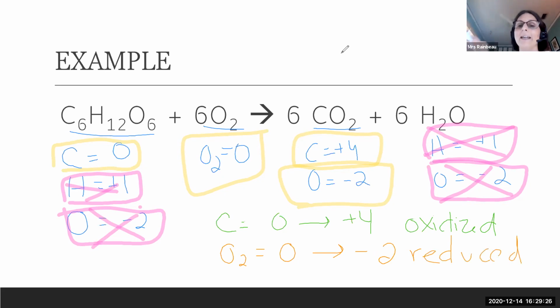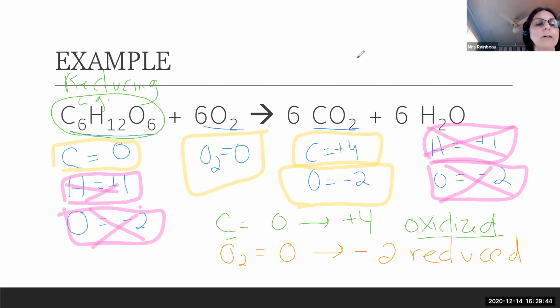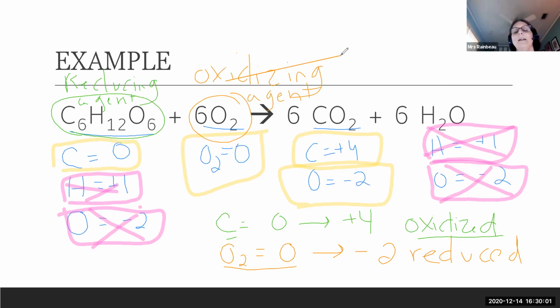Now, in talking about reducing agent and oxidizing agent, because carbon is oxidized, that means that this whole compound is the reducing agent. We don't say carbon, we say the whole compound is called the reducing agent. Because oxygen is reduced, we say that this is the oxidizing agent. Okay? And now we're done.